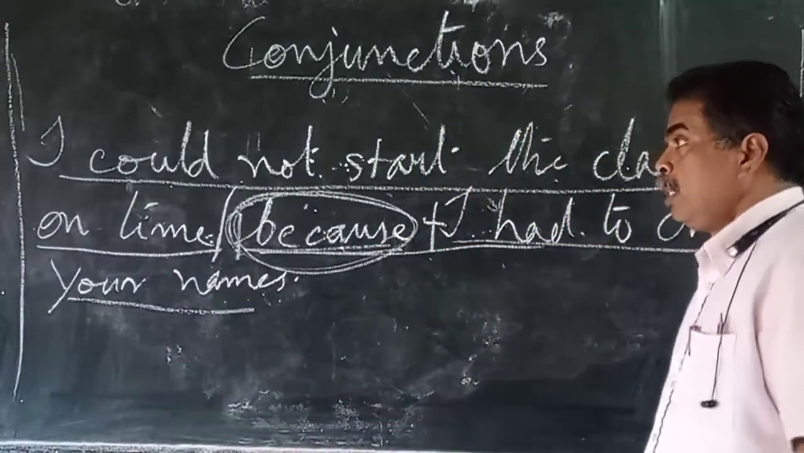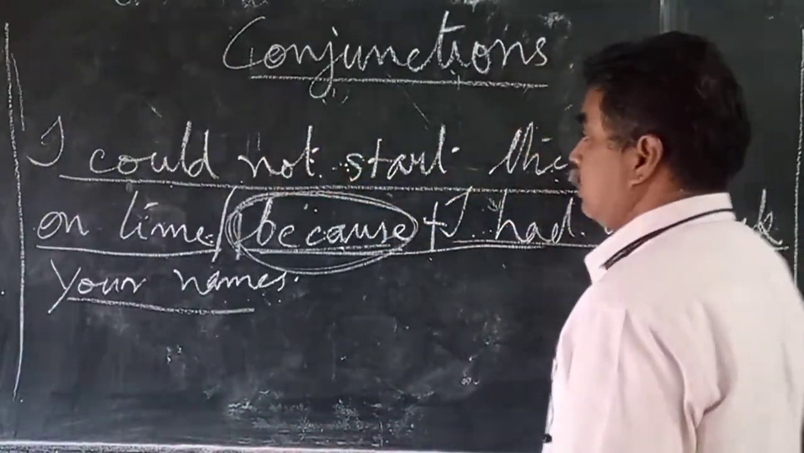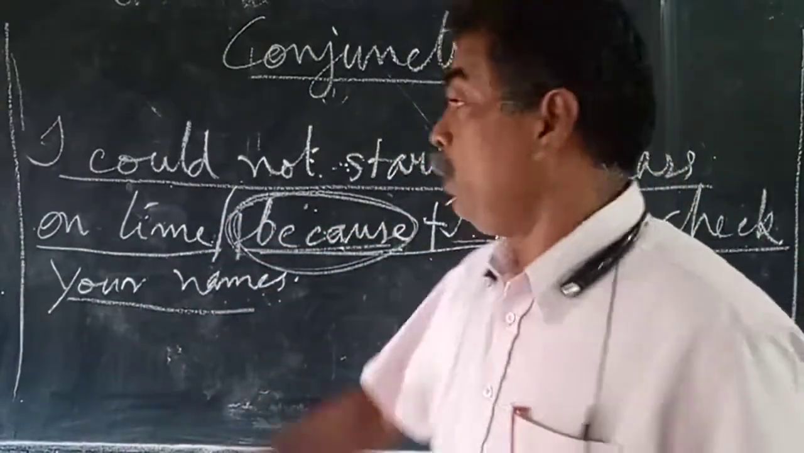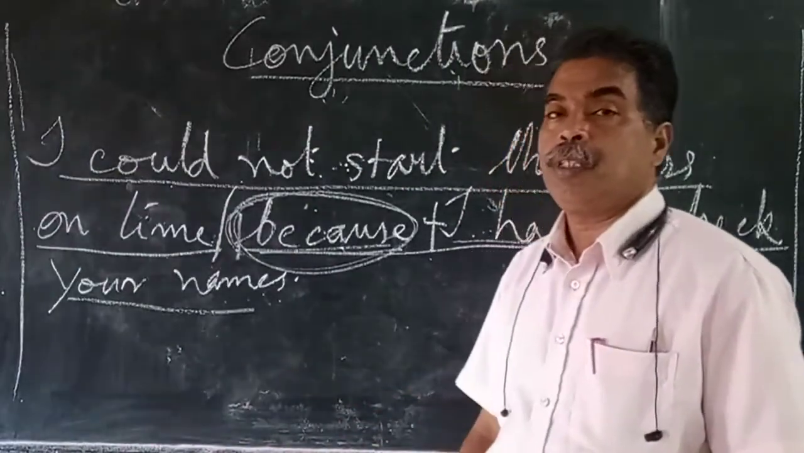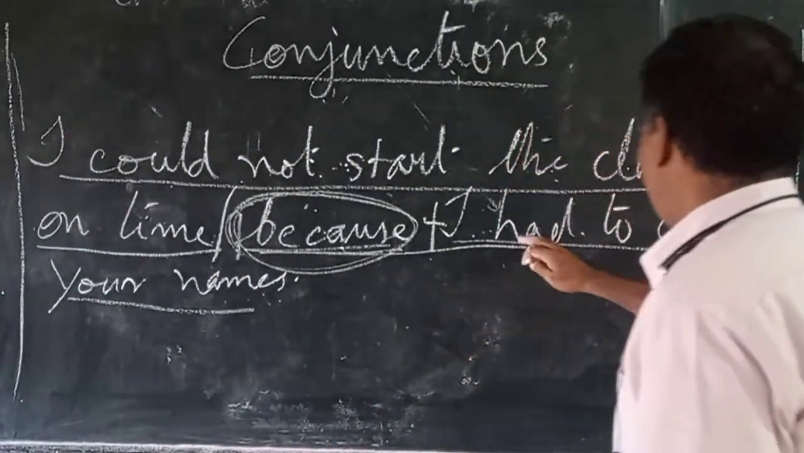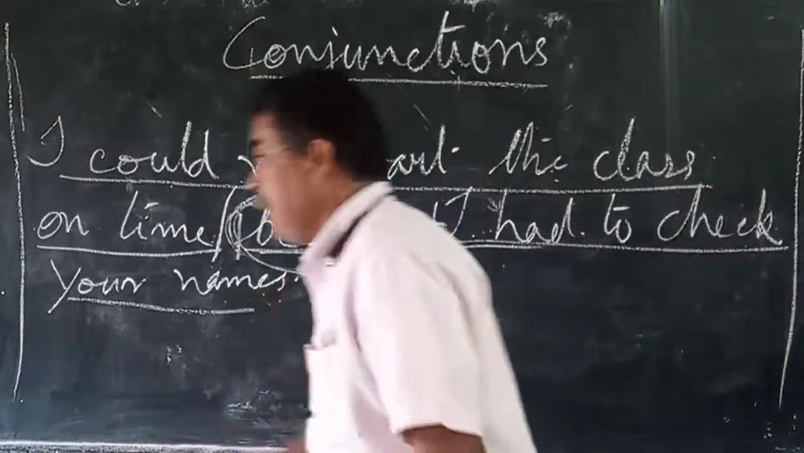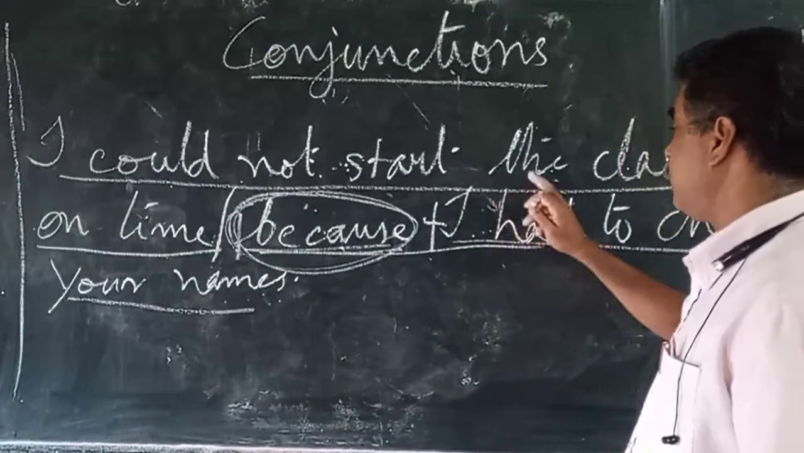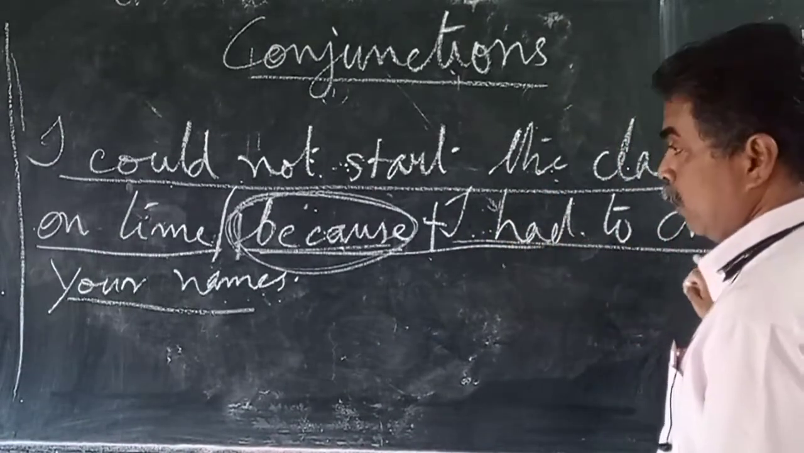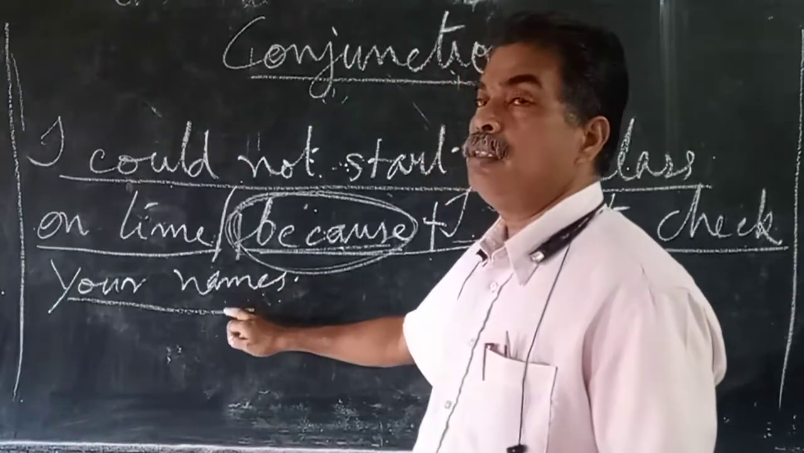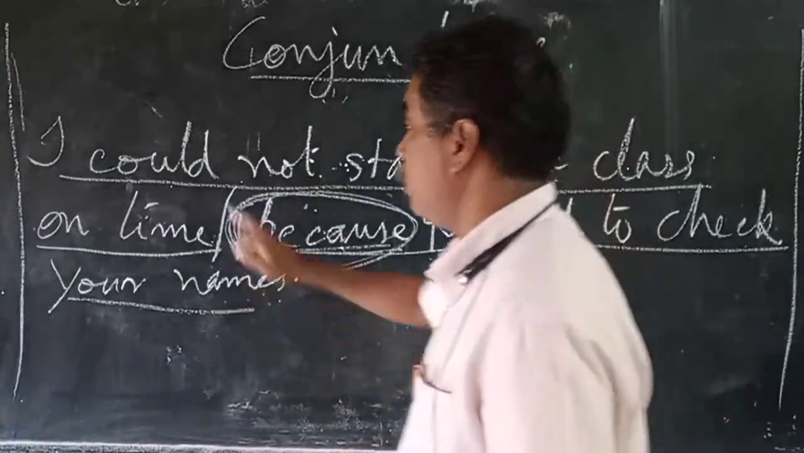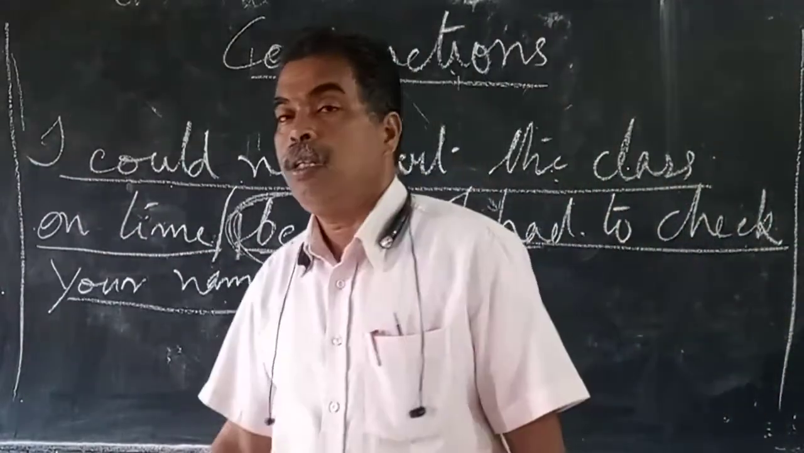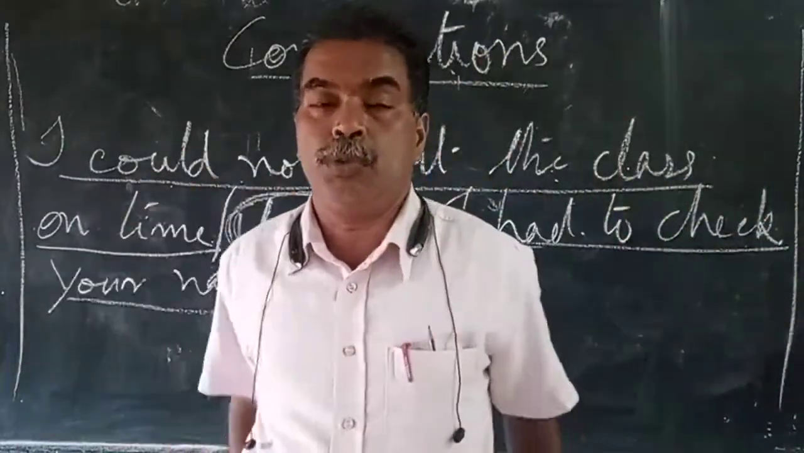Now this is the thing. I could not start the class on time. If I put a full stop here, it becomes a sentence, though it is part of the larger sentence. And then, I had to check your names. That is also another complete sentence. It has a subject, a verb and a predicate, what you call an object. Here also subject, verb and object. So both of them are two equal sentences.